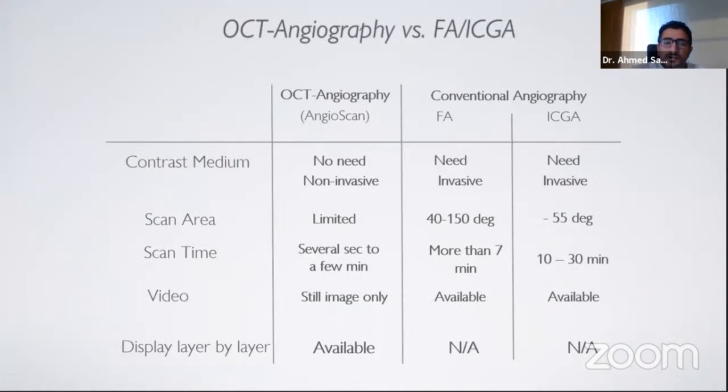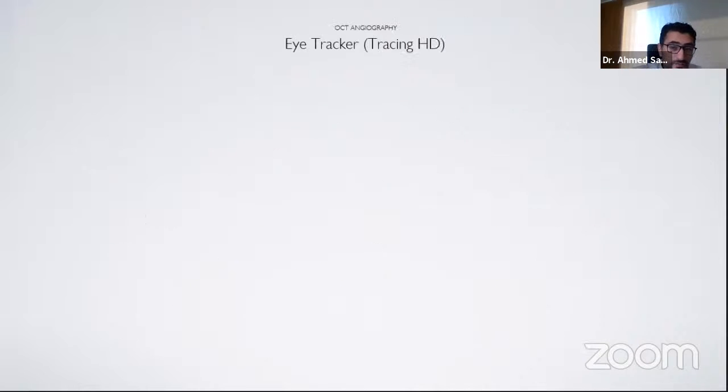Just also to be clear, this is a small comparison between the OCTA, FA, and ICG. In FA and ICG, we can go to 150 degrees. The scan time takes maybe seconds to a few minutes in the OCTA, while in the FA it takes up to about 7 minutes. FA and ICG give still images only, whereas here we can take videos and display layer by layer in the OCTA. In the FA and the ICG, we cannot display layer by layer.